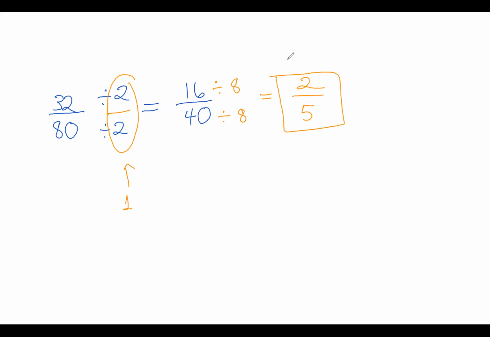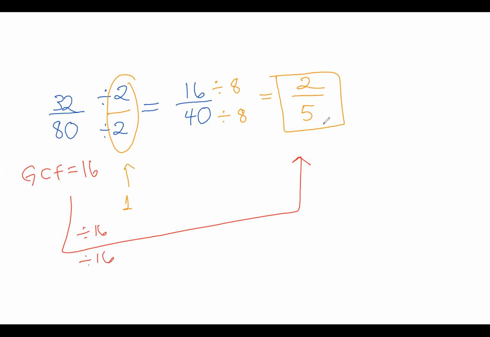And what I could have done at the beginning, I could have actually recognized that the GCF, the greatest common factor between 32 and 80, is actually 16. So if I divided by 16 in the numerator and the denominator, I could have gotten to this answer in one step. We're going to be doing a lot of practice with reducing. I know that was a lot just for one problem. Stick to the method that makes the most sense to you.